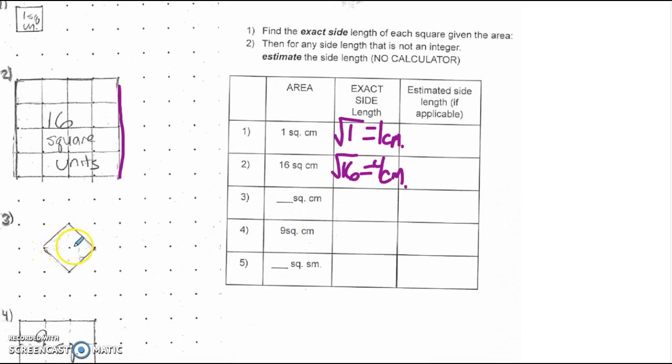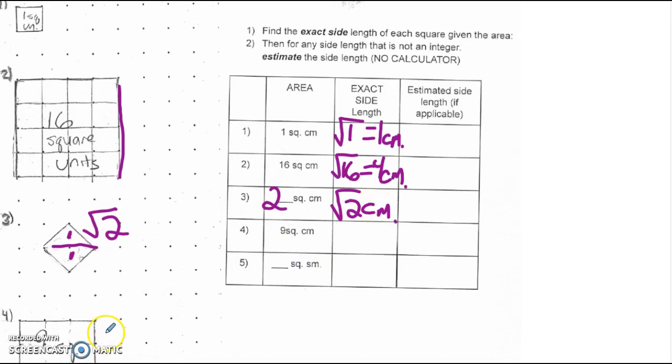Let's look at this square here. This is a tilted square. The area of this triangle is 1. So this has an area of 2 square centimeters. So to find the side length, I have to take the square root of 2. And guess what? The square root of 2 is an irrational number. So I leave it. The exact answer, the square root of 2, stays under the radical.